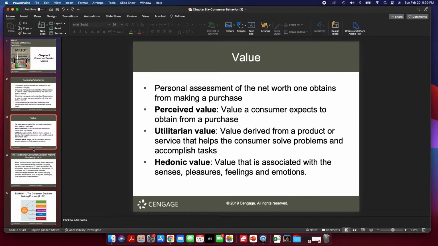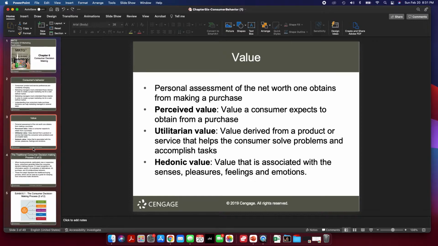The first one is perceived value. This is the value a consumer expects to obtain from a purchase. For instance, if you buy something from Apple, right? The Apple brand in your mind gives you a certain perceived value of what you're going to get, right? Sometimes when we buy a product, we're predisposed to think of what type of value it's going to deliver, right?